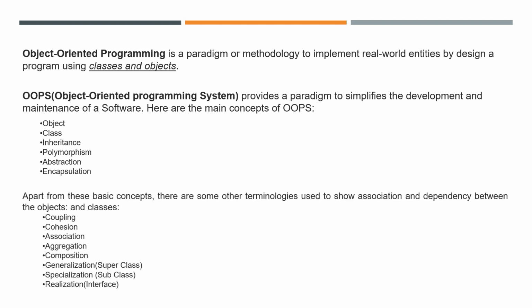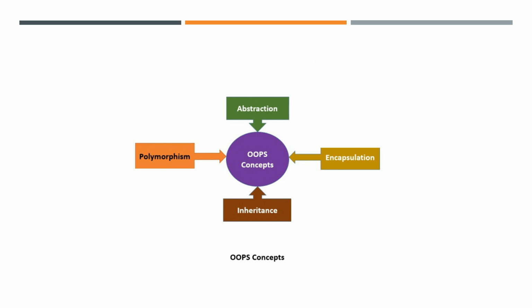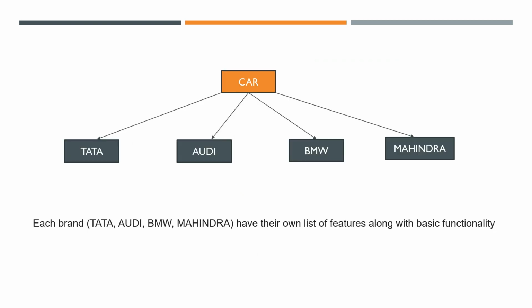I'll not talk much theory. Just in this slide, I'm going to talk about some theoretical concepts which are important. These are the basic concepts of OOPS which I will not be covering in this video. But if you want me to cover them, I will definitely make another video on the other parts of the OOPS concept, that is coupling, cohesion, association, aggregation, composition, generalization, specialization, and realization. But today we'll not cover that. Today we'll cover the important pillars of the OOPS concept, only these four important factors.